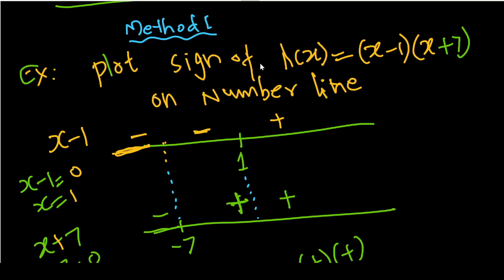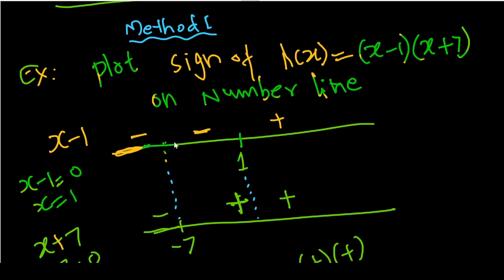So first, suppose a quadratic polynomial (x minus 1)(x plus 7) is given. First we will plot it on the number line, guys. So we plotted x minus 1, equated it to 0, and we got x equals 1. We plotted x equals 1 first and then the plus-minus signs.